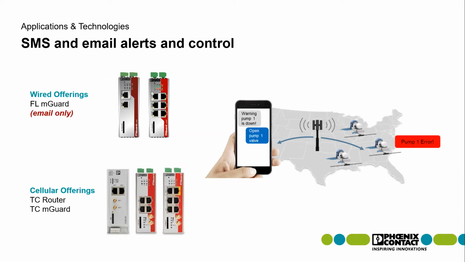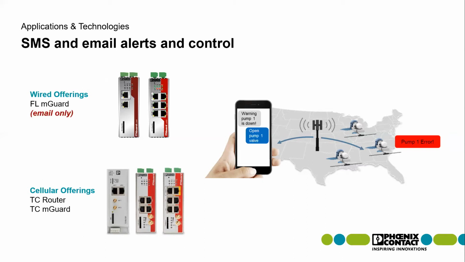So if you want to just get a daily status report, or if you want to get notified of an issue, this product can send an email to a number of recipients and let them know the status of the operation. We also have cellular variants that all support email as well, but because they're cellular, you get to take advantage of text messaging.